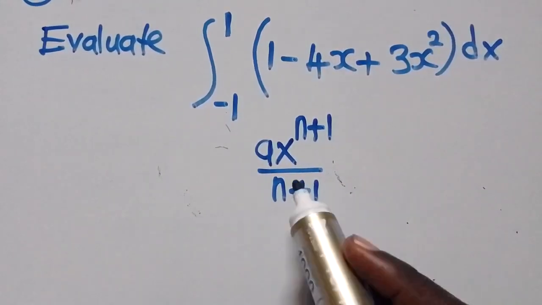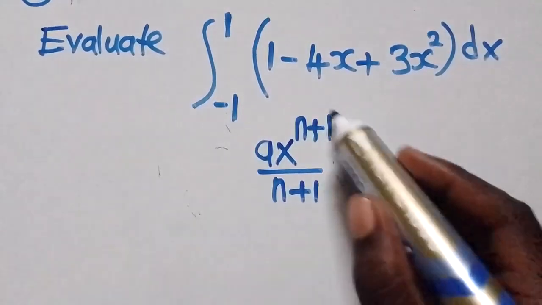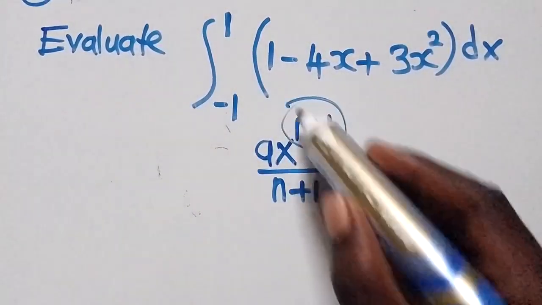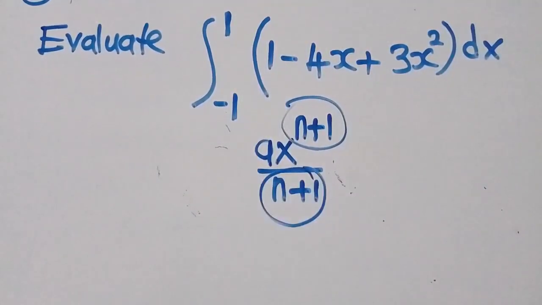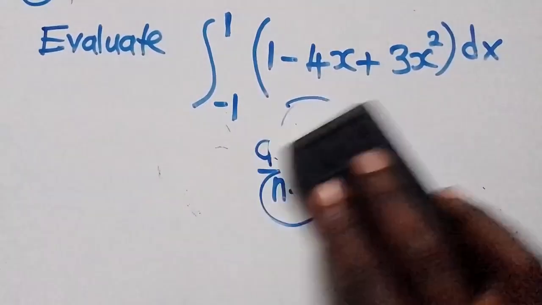So this is what you'll be doing. To the power, you just add 1. The same power comes down. This is what will be happening.